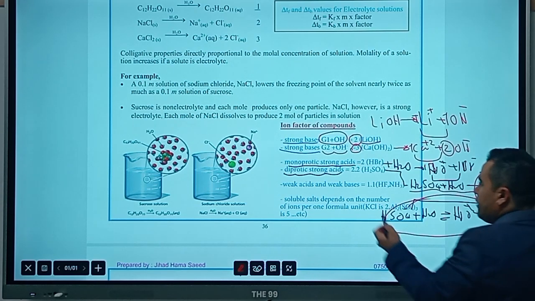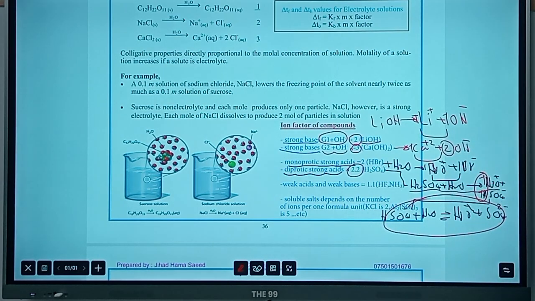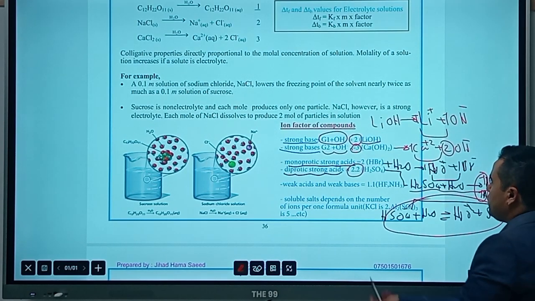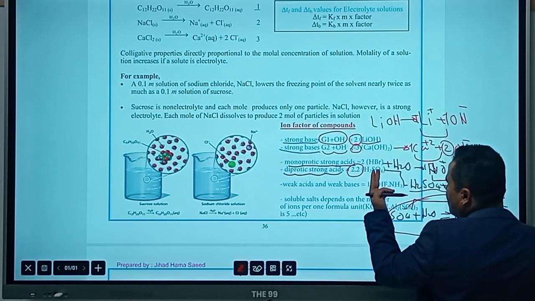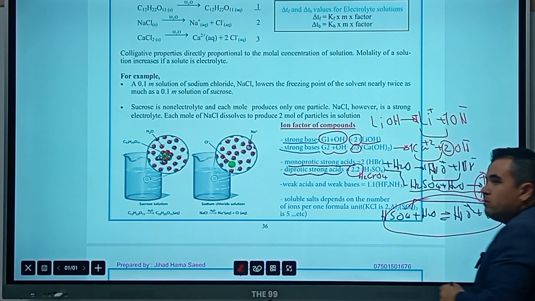That's why we prefer to write 2.2 as the ion factor of the strong diprotics. This works for all the strong diprotics. All strong diprotics means what? We have got 2 strong diprotics in our book usually, H2SO4 and H2CrO4.